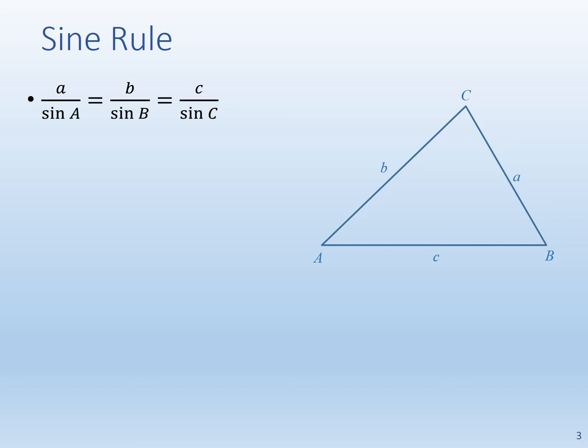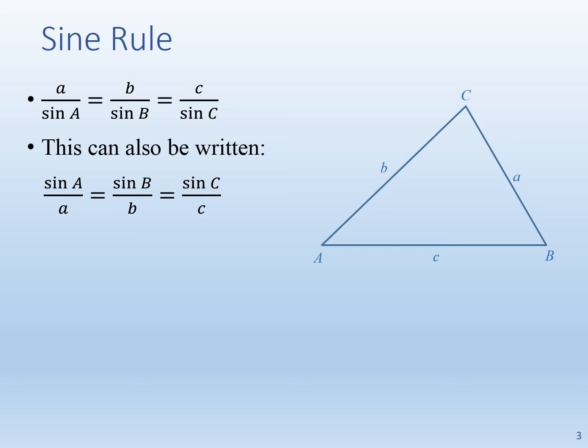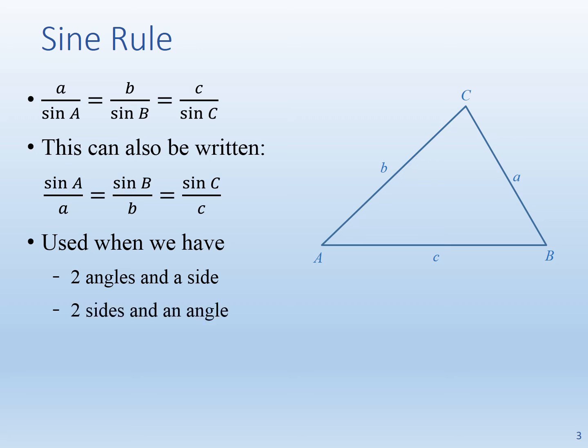The sine rule states that the ratio of a side length to the sine of the opposite angle are equal in any triangle. We can flip that over the other way round and write it that way. The first form is useful if we're trying to find an unknown side length, and the second form is useful if we are trying to find an unknown angle. So we use the sine rule when we have two angles and a side, or two sides and an angle.